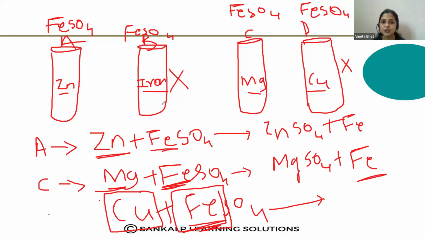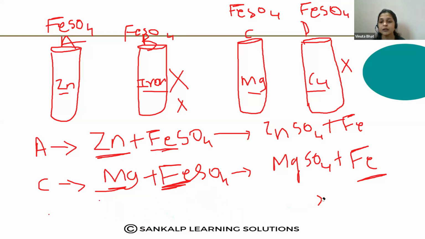In test tube B also, iron is not able to displace the iron. Fe is not able to displace Fe. So the reaction will not take place in B and D, based on the reactivity. Just remember, copper is not able to displace magnesium, zinc, anything, because copper has less reactivity than all of these. So this is the correct answer.